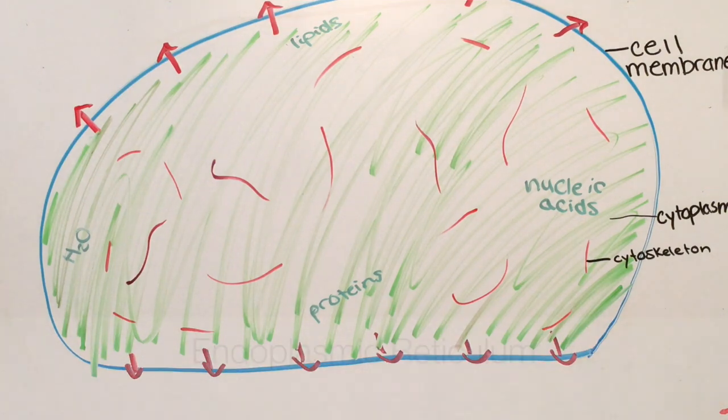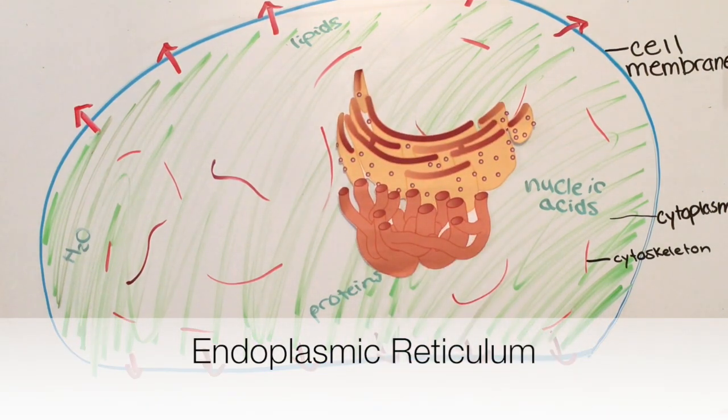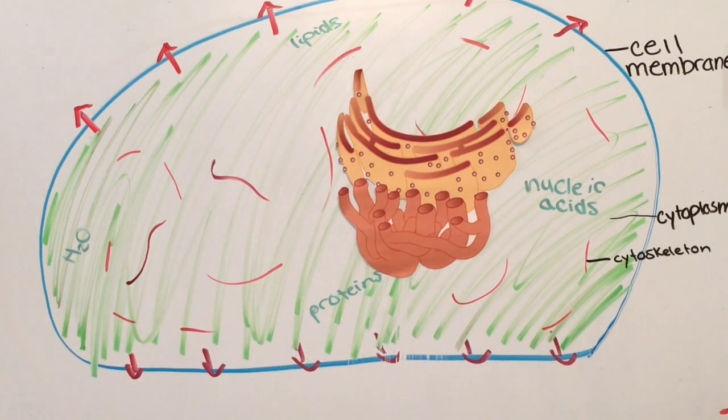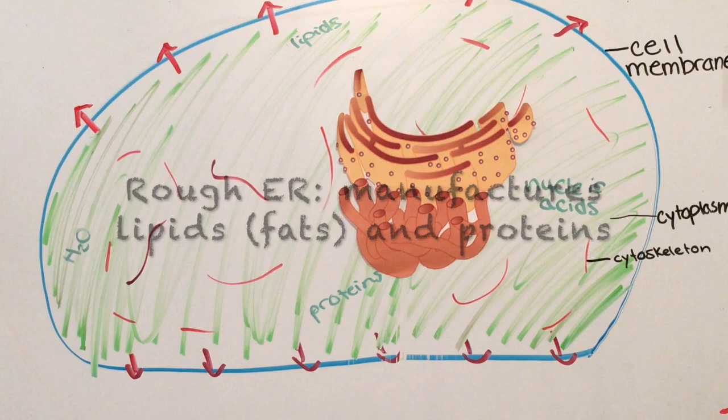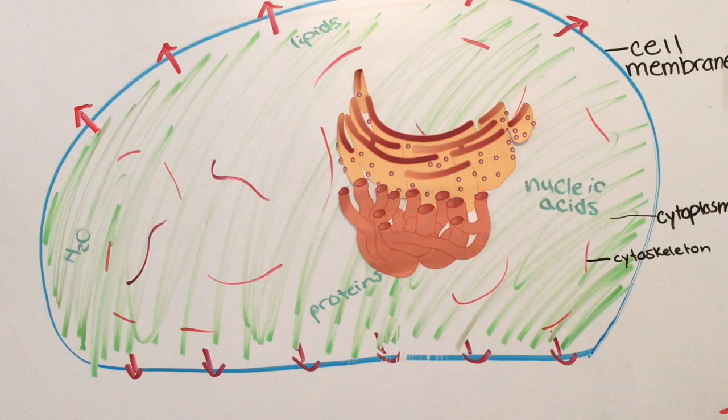Moving on, we'll find the endoplasmic reticulum, which is a network of membranes that carries things around the cell. There's two types of endoplasmic reticulums, ER for short, the rough and the smooth. The rough ER specializes in manufacturing lipids, or fats, and proteins. This network is called rough because it is dotted with ribosomes, which are spat out from the nuclear envelope, and they make up the proteins that function in the cytosol.